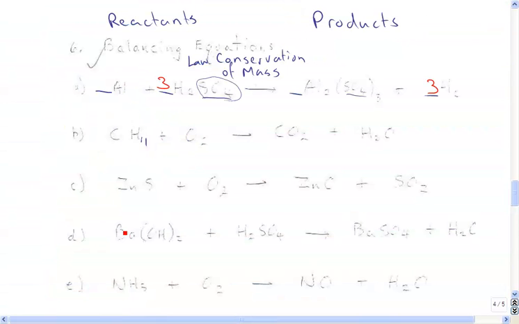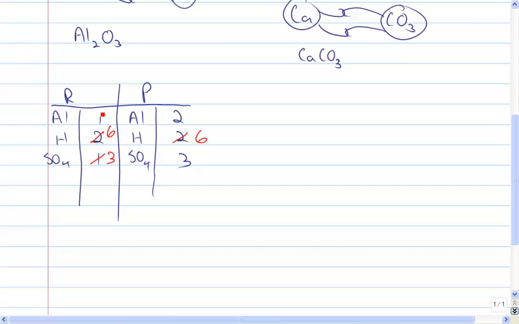The aluminum. Well, the cool thing is aluminum is all on its own. I have 2 over here, I only have 1 here. So if I put a 2 here, now I've got 2 aluminums, 2 aluminums. I've got 6 hydrogens, 6 hydrogens, 3 sulfates, and 3 sulfates. And so now this thing is balanced. So I've got 2 and 2, 6 and 6, 3 and 3. When all these numbers are balanced, we say that our equation is balanced.